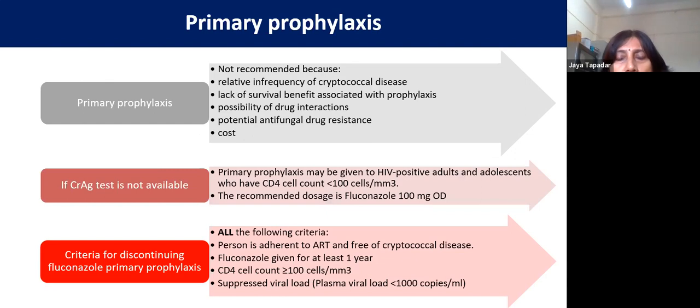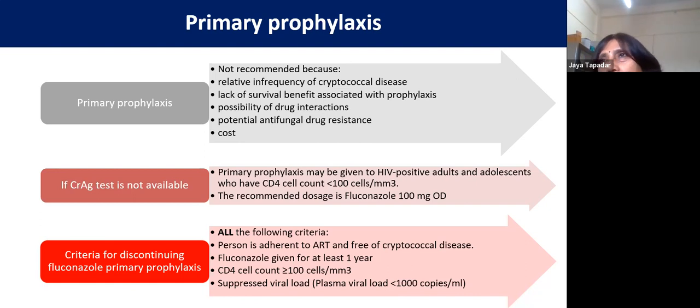Okay. So let me just consolidate what I've already said. If in your center serum CrAg test is not available, you can start primary prophylaxis for cryptococcal meningitis in all PHIV who have a CD4 count less than 100. And the dose is fluconazole 100 milligrams OD. Now, there's a huge variation of fluconazole doses. So please keep the slides with you.